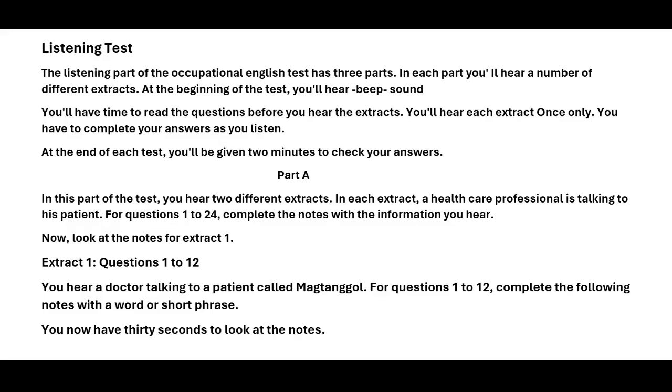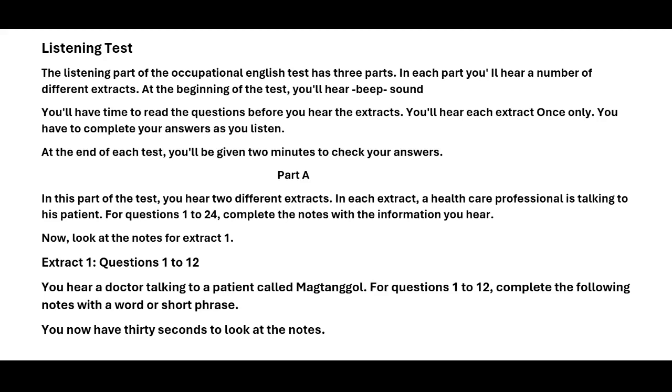The listening part of the Occupational English Test has 3 parts, and in each part you hear a number of different extracts. At the beginning of the test you will hear a beep sound. You have time to read the questions before you hear the extracts. You will hear each extract once only. You have to complete your answers as you listen. At the end of each test you will be given 2 minutes to check your answers.